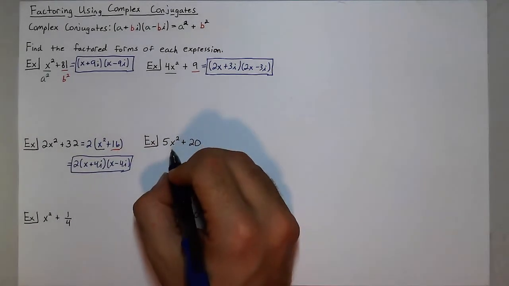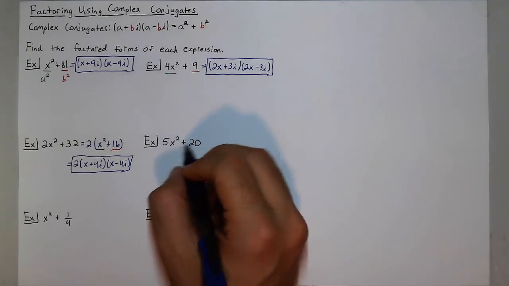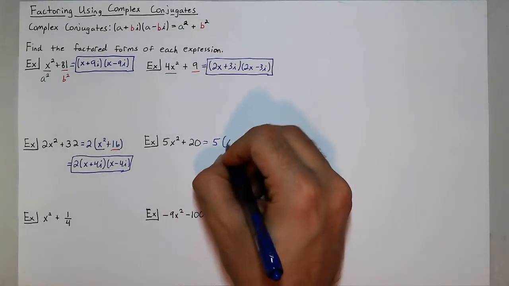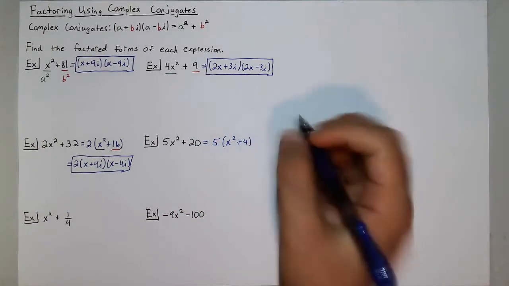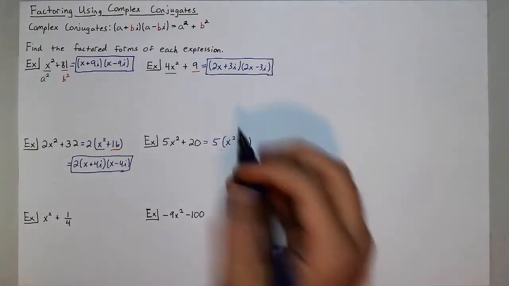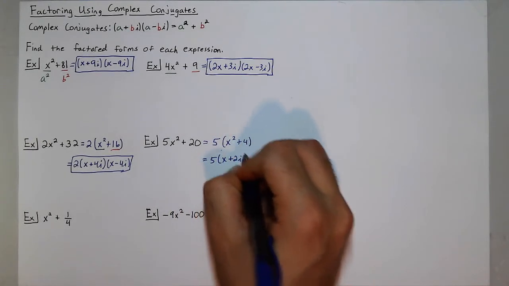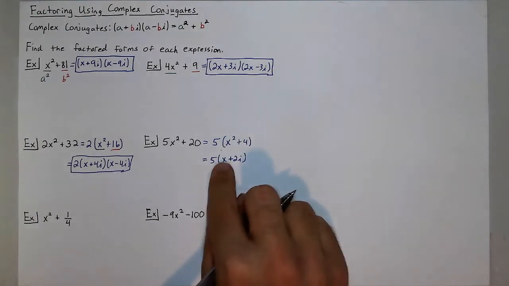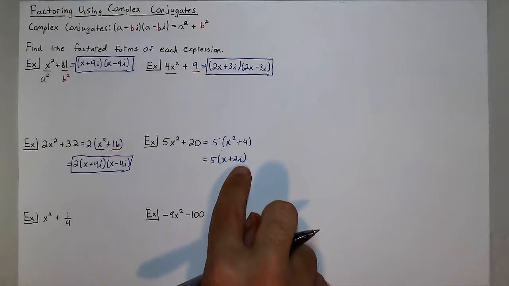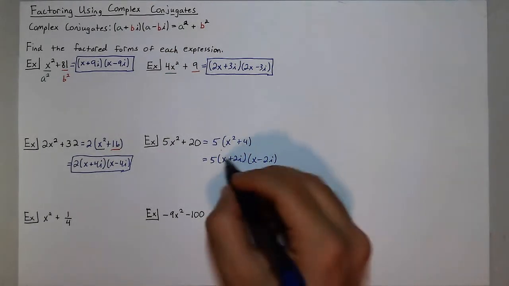Over here, we have 5x squared plus 20. Again, neither one of them are perfect squares, but they both have a factor of 5 in common. So I can factor out 5 before I start, giving me 5 times x squared plus 4. There's my sum of two squares. I can use the complex conjugates, and this factors into 5 times x plus 2i, because the square root of x squared is x, and the square root of 4 is 2. We're adding two perfect squares, so our factor will have i in it. And then we'll use its conjugate for the other factor, x minus 2i.